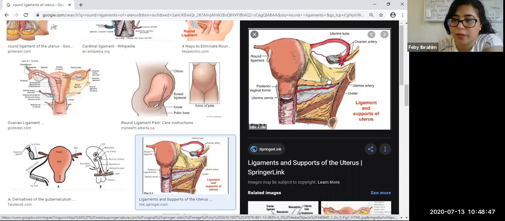You see the round ligament. The round ligament is attached or anchors the uterus at the level of the cornua to the anterior pelvic wall. This is the round ligament at the level of the cornua to the anterior pelvic wall.